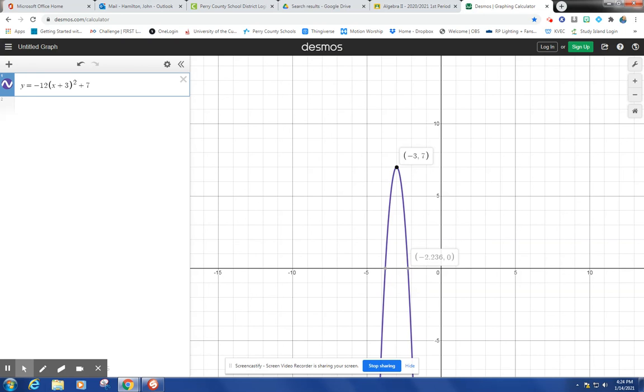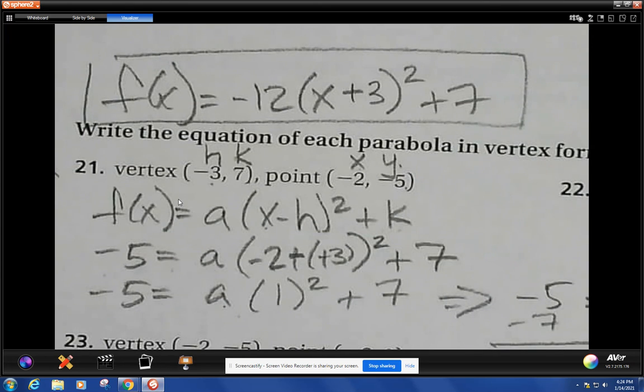So if I go to -2 and -5 on my graph, you will notice that right there it is, -2, -5. And so this would be the correct answer for that particular problem, number 21.